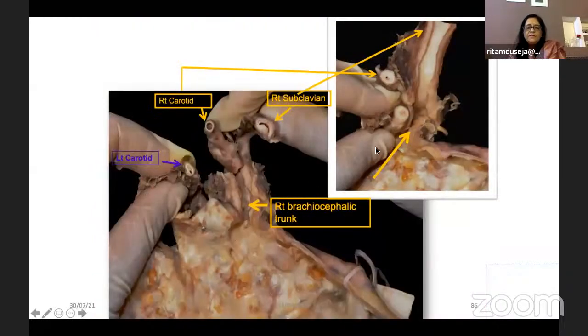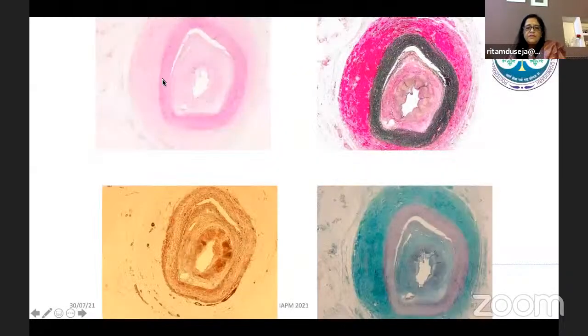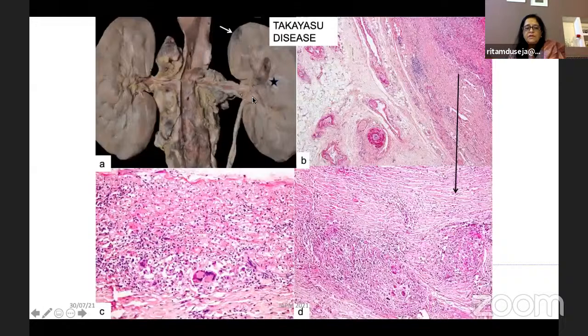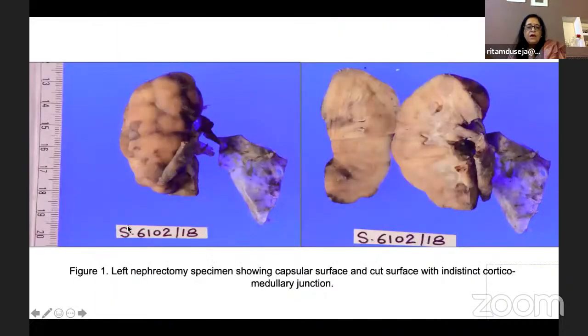In some cases, there may be a stenotic pathology as seen here, where complete occlusion of arteries could be seen in cases of Takayasu arteritis. So a similar degree of sclerosis could result in the presence of infarcts in the kidney, as was seen in this case.